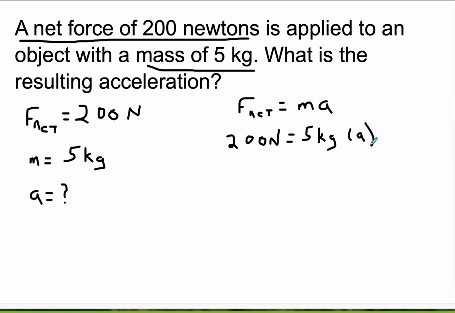So I'm going to have to use some algebra here. Can someone tell me, how do I get rid of that 5? How do I get acceleration by itself? Right now it's being multiplied. Yep. And if I did the opposite, that would be dividing. So I will divide both sides by 5 kilograms. I'll divide that side by 5. And I'll divide this side by 5.